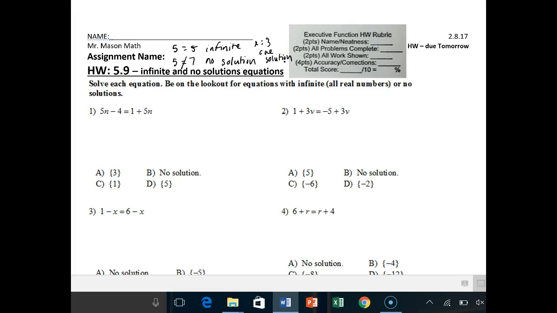So the first one, we draw our Tetris. We see we have variables on both sides. We add -5n to both sides. When I add -5n to both sides, I notice that on both sides they get canceled off. So I'm left with -4 equals 1. That's no solution because, yes, write this down, -4 does not equal 1. All right.